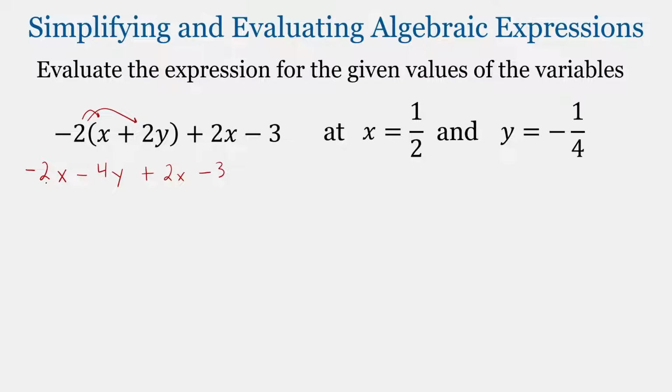We'll combine like terms. If we have a -2x and a positive 2x, those cancel out. That leaves us with -4y minus 3. So we have simplified down this expression, and the variable x has gone away. So now we have -4 times y, and y is -1/4, minus 3. -4 times -1/4, that's positive 1, minus 3, and that's -2.